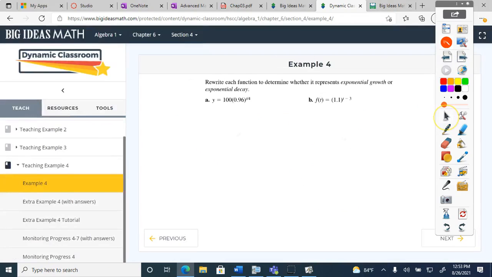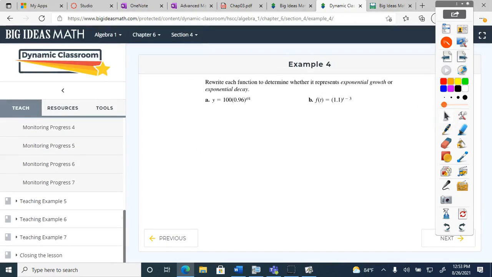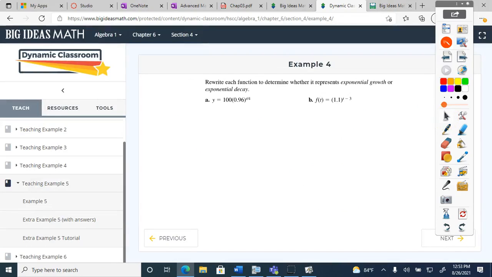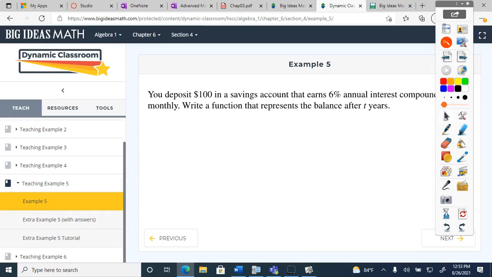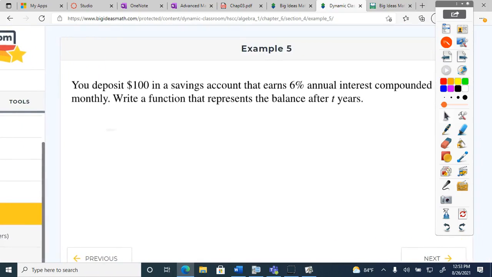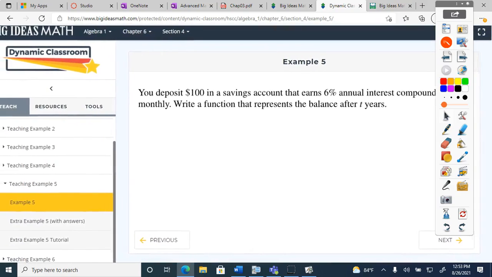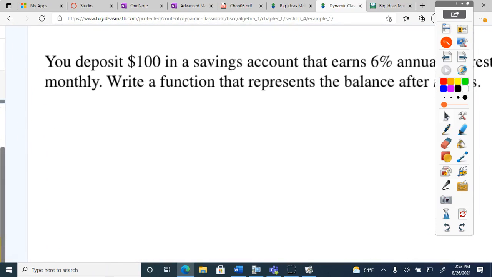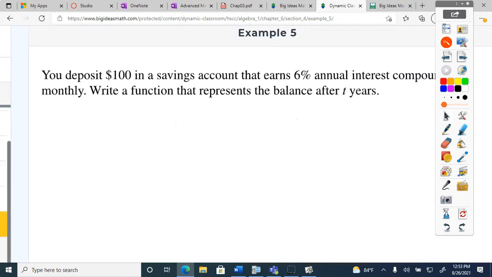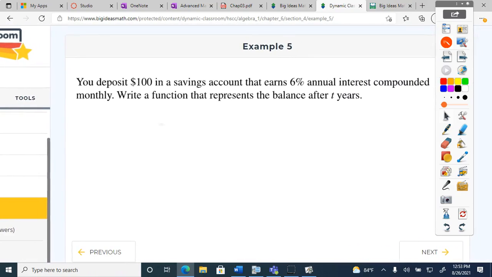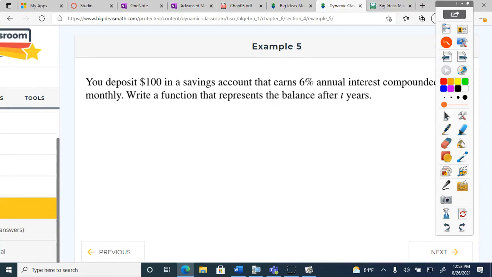Next example. How many more we got? Okay. I think we're going 5, maybe 6. Here we go. Now we actually get to use this stuff that we're learning here. Deposit 100. I can't read. I know. I'm trying to move it where you can. There we go.